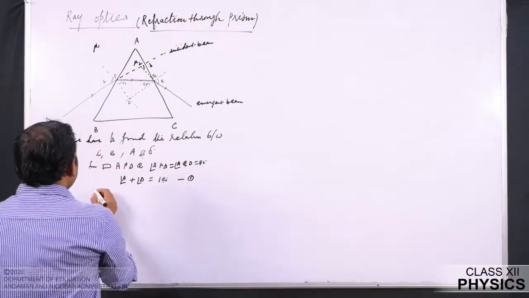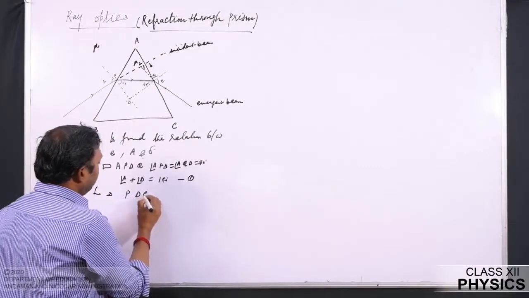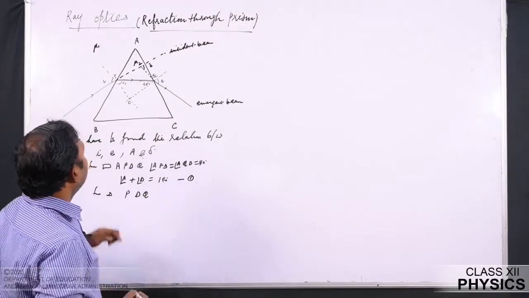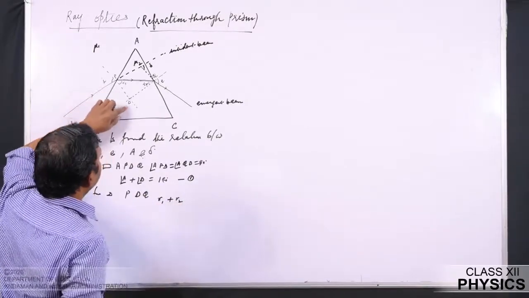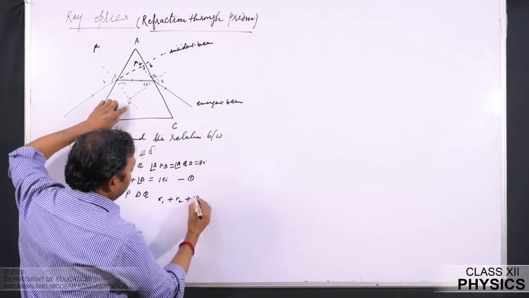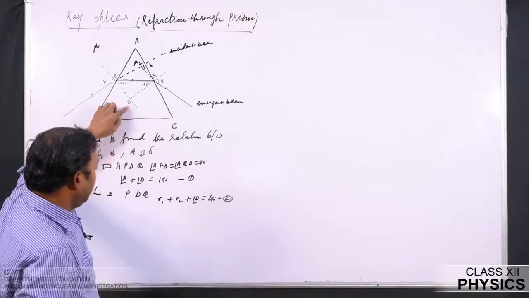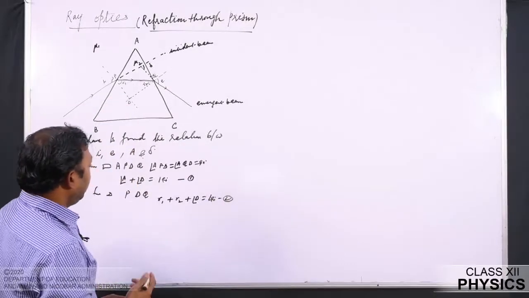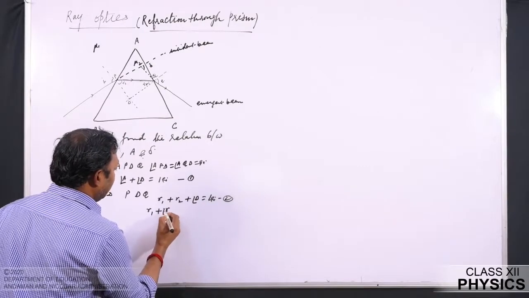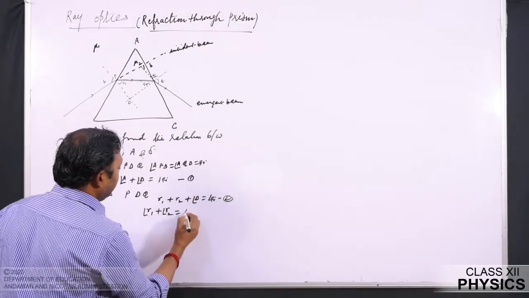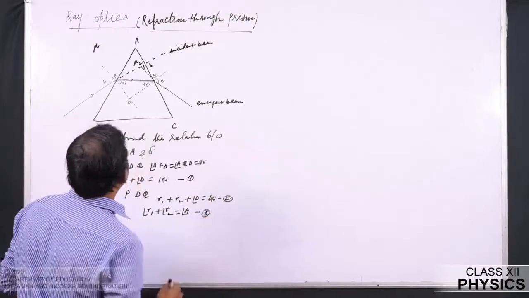Now, from triangle PDQ, we have angle R1 plus angle R2 plus angle D is equal to 180 degrees. Let this be equation 2. Equating 1 and 2 gives angle R1 plus angle R2 equal to angle A. Let this be equation 3.